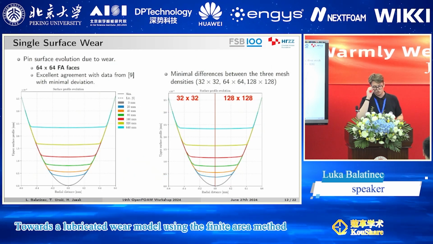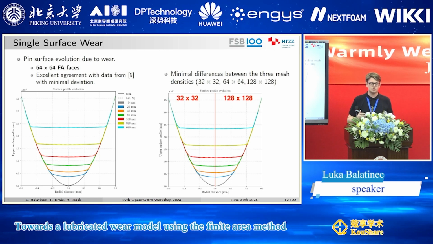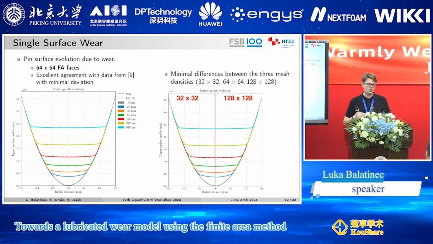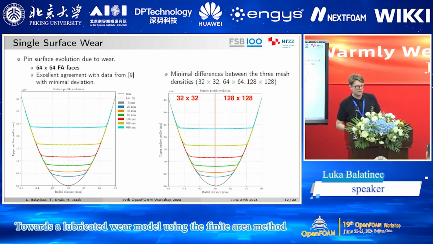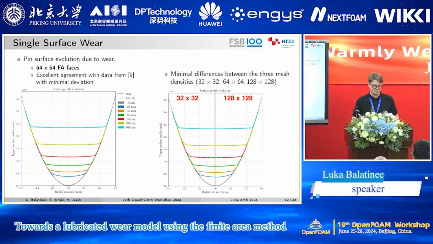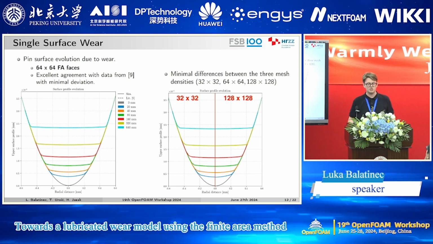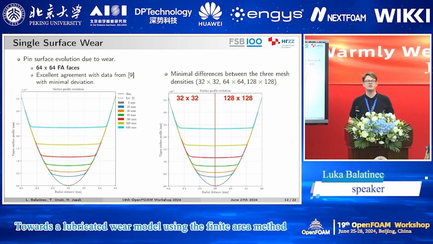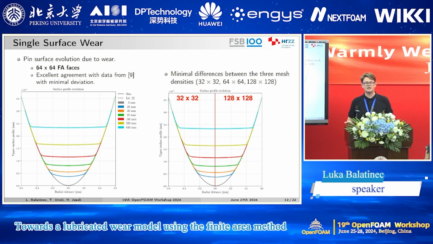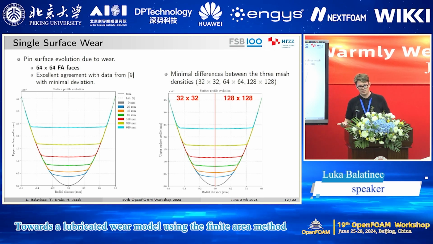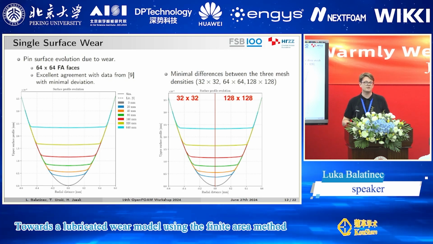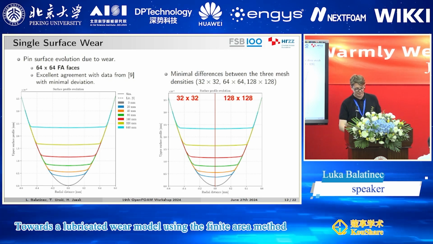And for that, I would like to show you the single surface wear and the evolution of the upper surface profile for different sliding distances. On the left-hand side, you can see the 64 by 64 finite area faces mesh, for which we have excellent agreement with the data from the literature. And on your right-hand side, you can see that if we even use fewer faces or a larger number of faces, we still have excellent agreement.